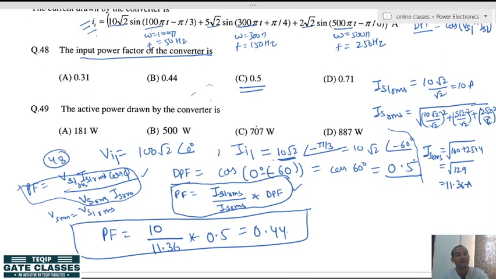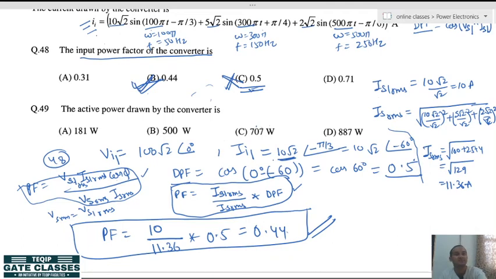So you see, the GATE people have given this option also, but this is wrong, because this is the displacement power factor, not the input power factor. So the input power factor is basically 0.44. Hence, this option is wrong, this option is correct, and this option is wrong.